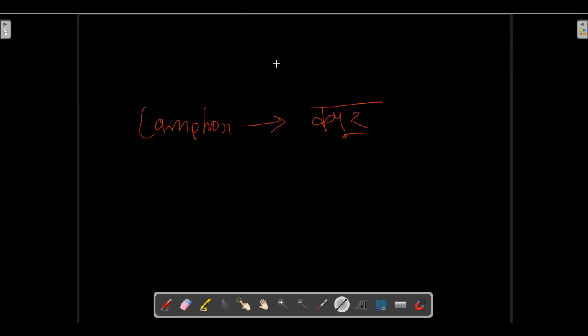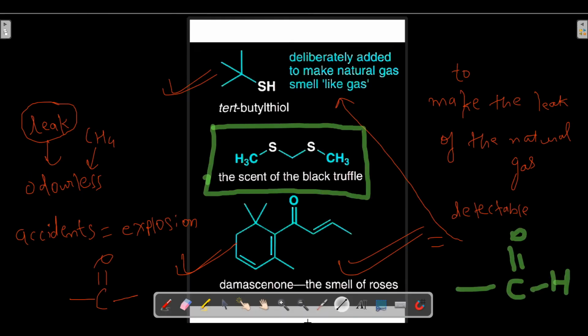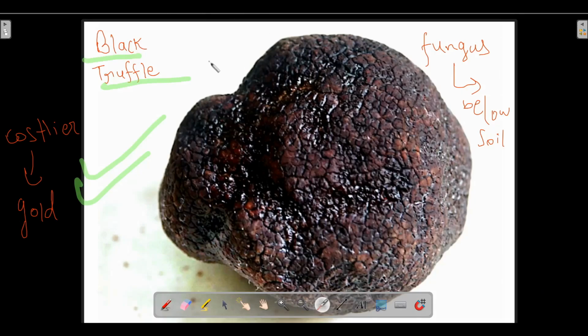So you can also have a look at the structures. This is tertiary butyl thiol. This compound is responsible for the smell of truffle, and this one is responsible for the smell of roses. And how does a truffle look? A black truffle looks something like this. It is a kind of fungus. It is found below the ground, that is, below the soil. So this was all about today's lecture.